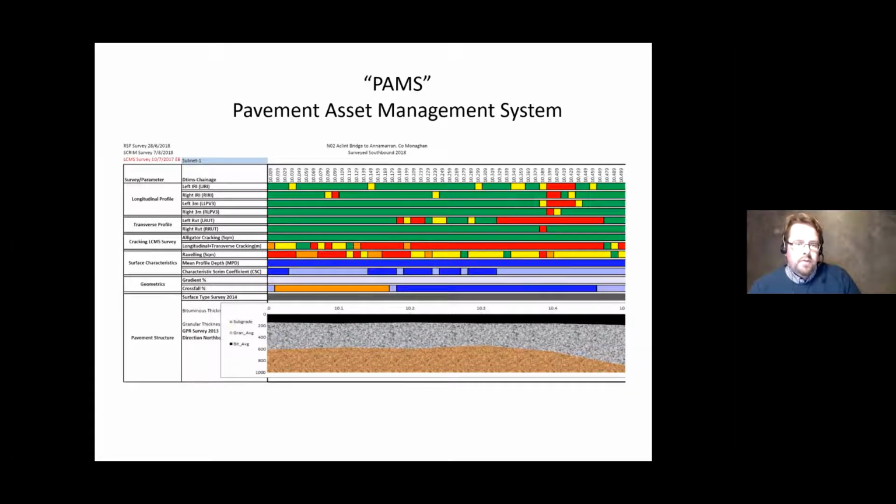This here is an example of the N2 in County Monaghan. And as you can see, the overall structure didn't seem to be performing too badly.